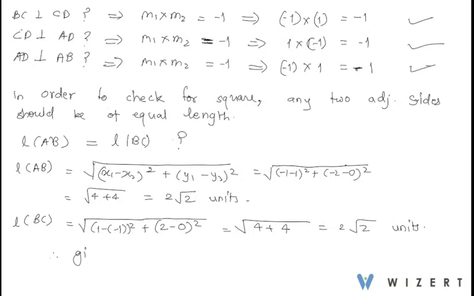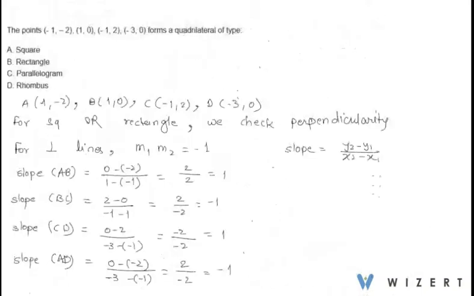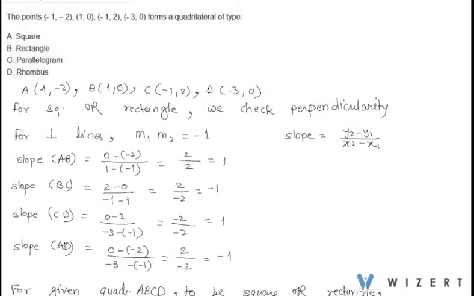Therefore the given vertices are forming a square. Let's see, yes, the answer is option A, square.